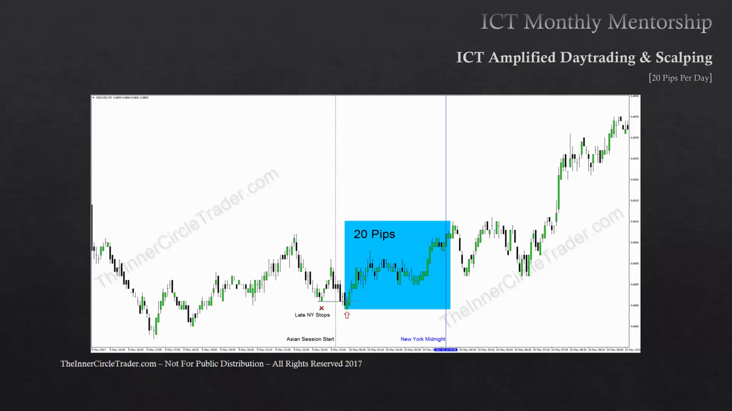Another example here. This is the Kiwi dollar. Beginning of the Asian session, we have a short-term low. Price trades down below that short-term low, just probes it, takes out the liquidity below that short-term low, and then rallies up. The box represents 20 pips again. You can see it continues even further, but again, all we're doing is looking for an opportunity to trade between 8 o'clock and midnight New York time.